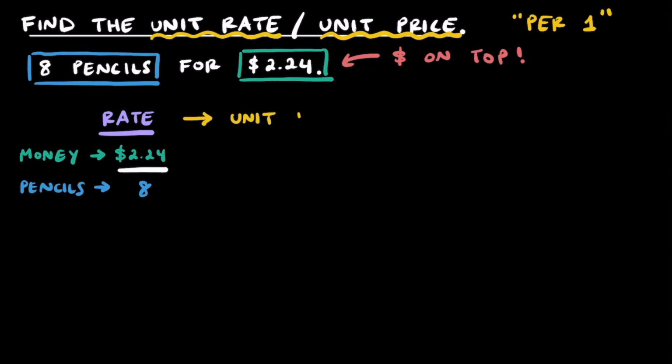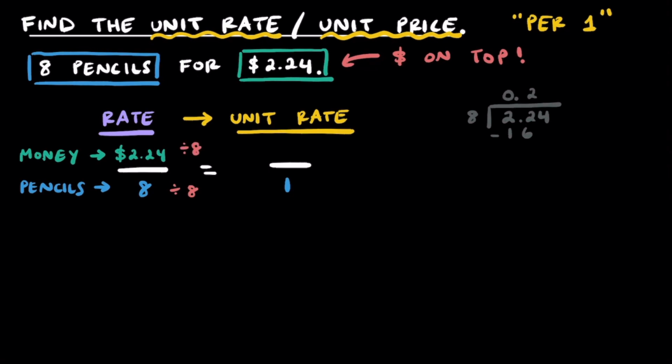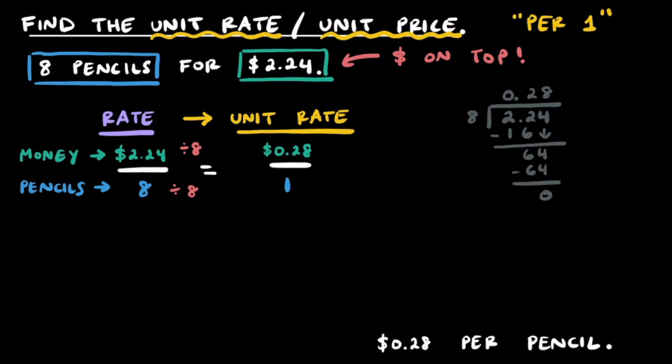To find our unit rate, we're going to have to get a denominator of 1, or per 1 pencil, and we're going to have to divide both top and bottom by 8 to do so. When we divide $2.24 by 8, we find out that that's equal to 28 cents. Our unit rate here is 28 cents per 1 pencil. More commonly, we would just say that this is 28 cents per pencil.